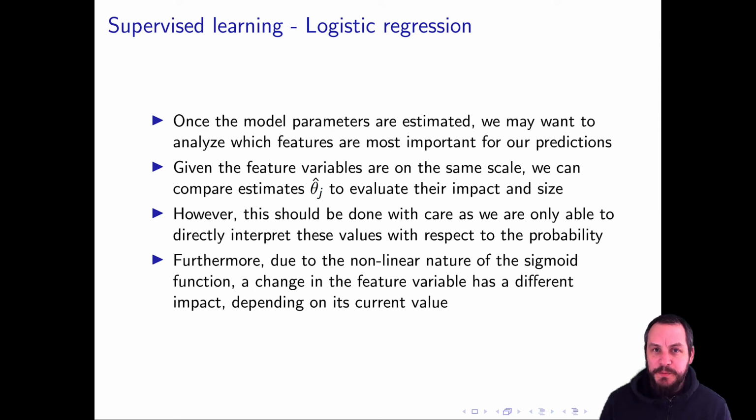Okay, and now once the parameters are estimated, if the feature variables are on the same scale, we can compare these estimates. The interpretation is not as straightforward, so it cannot directly be interpreted in terms of effect sizes. But if the feature variables are on the same scale, a higher, for instance positive, value of the parameter estimate also indicates that there is a higher impact or sensitivity of the feature variable with respect to the probability prediction.